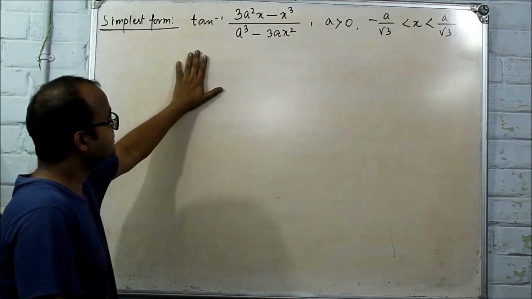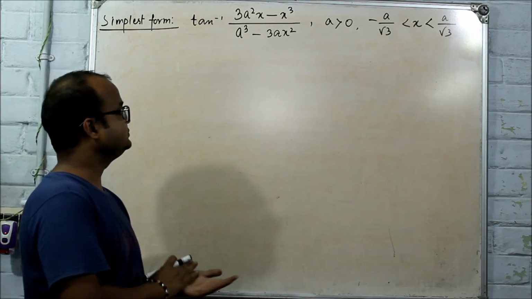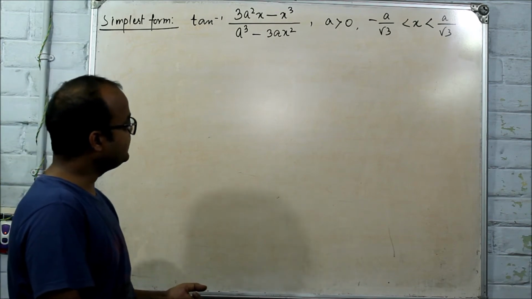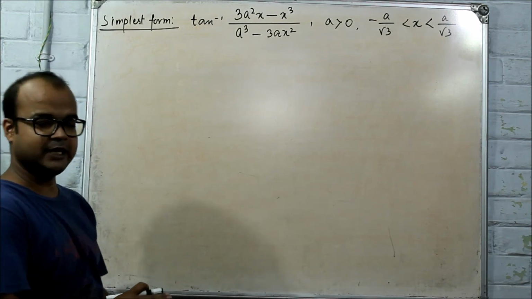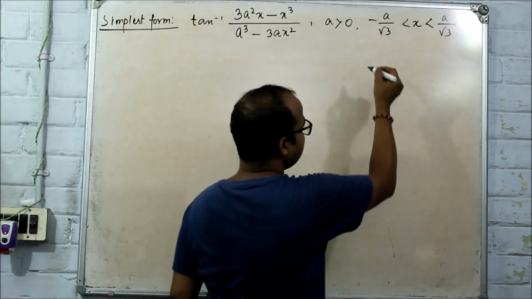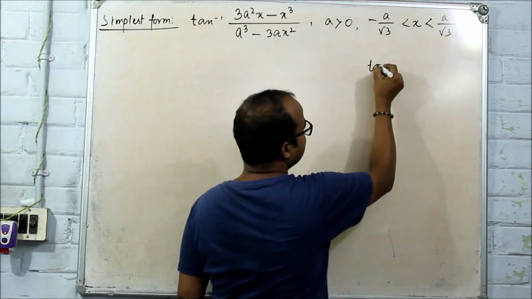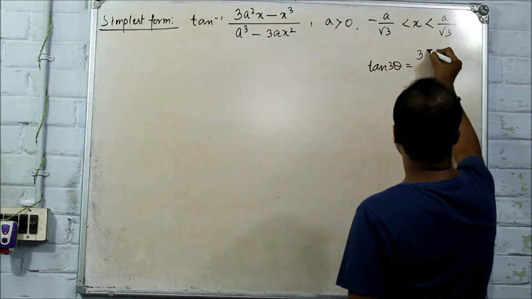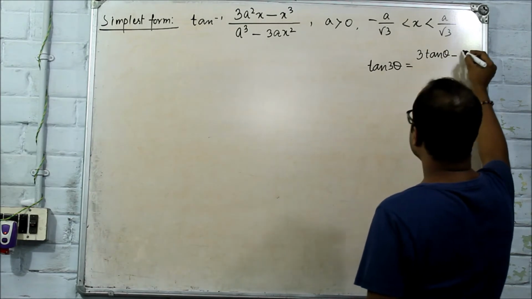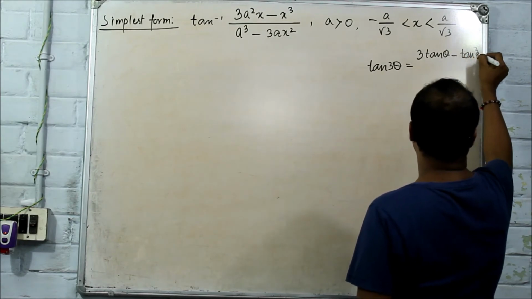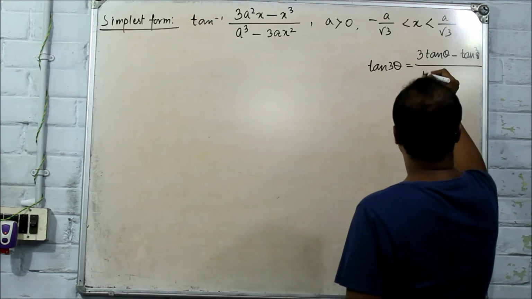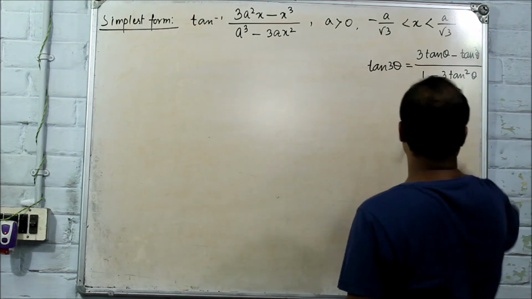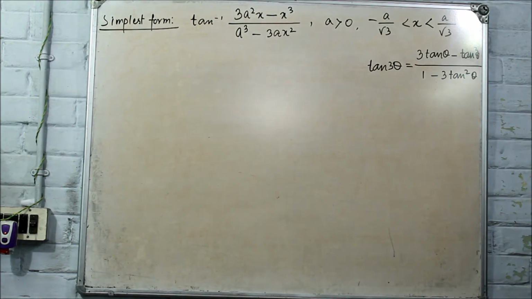Tan inverse of 3a square x minus x cube divided by a cube minus 3a x square. Here, if you see, the tan theta formula is 3 tan theta minus tan cube theta by 1 minus 3 tan square theta. This is the formula of tan 3 theta.